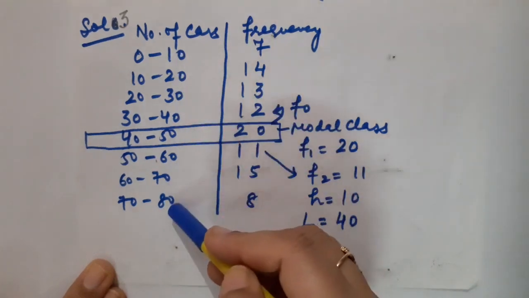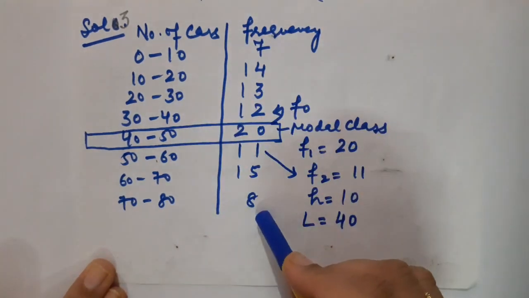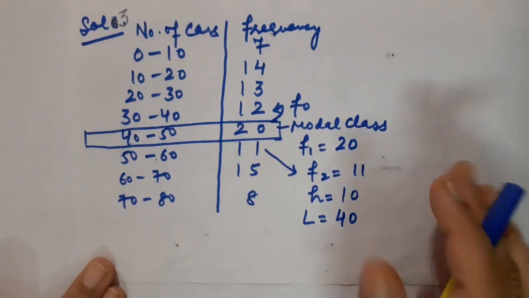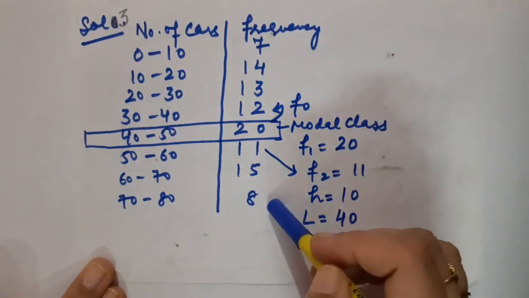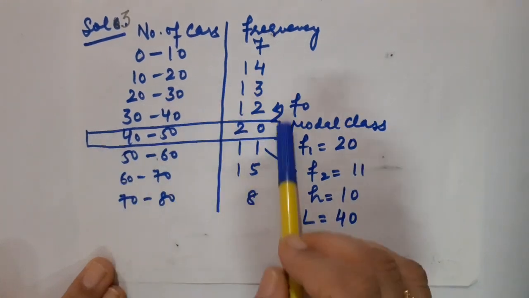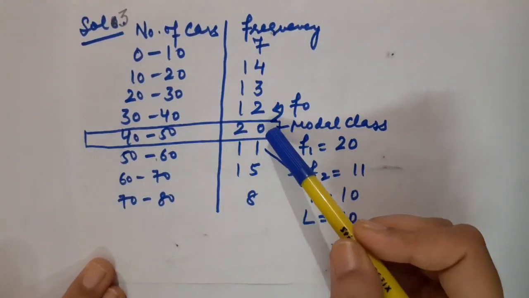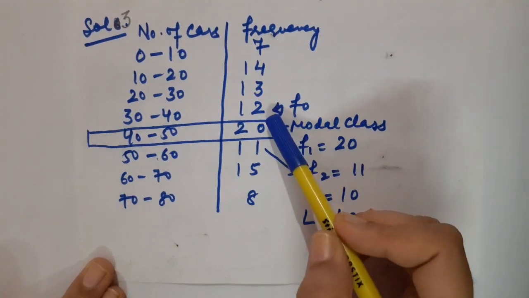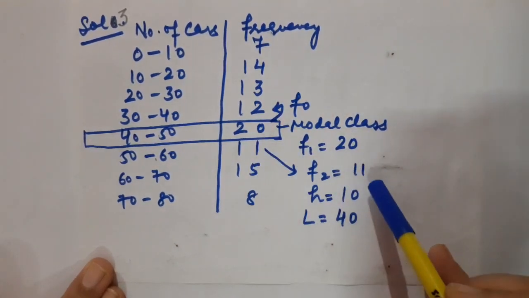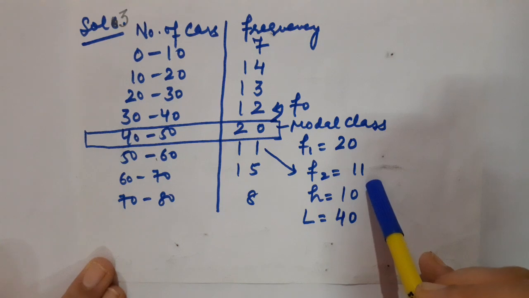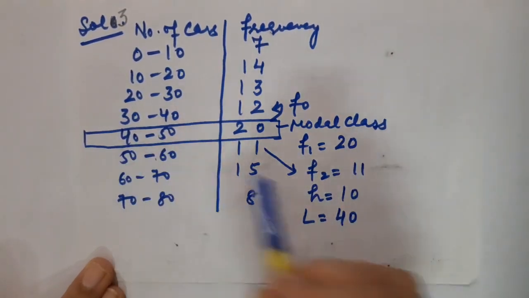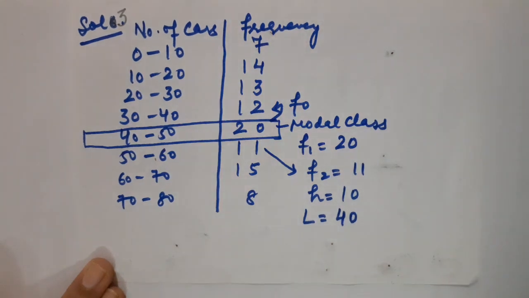So these are the number of cars, and this is the frequency. We are going to calculate the mode. Children, you know mode is nothing but the highest frequency we are going to pick. So this is our modal class. This 20 will be considered as F1. The preceding one is F0 and the succeeding one is F2. H is the class size, that is 10, and the lower limit is 40.